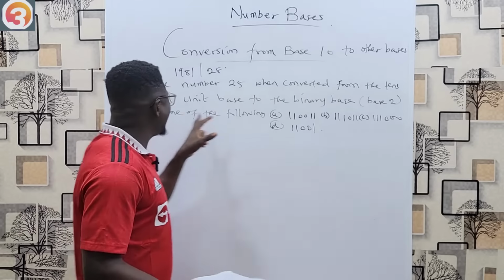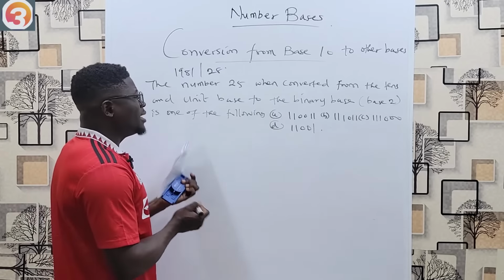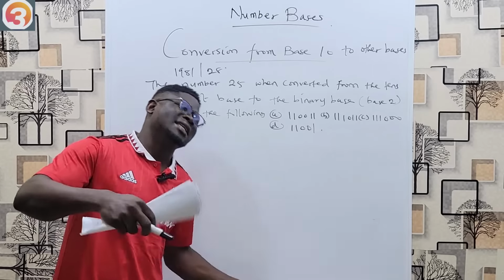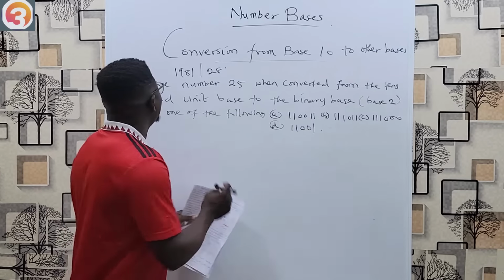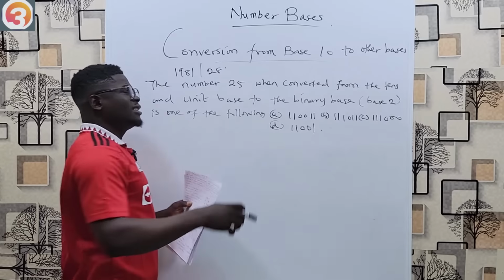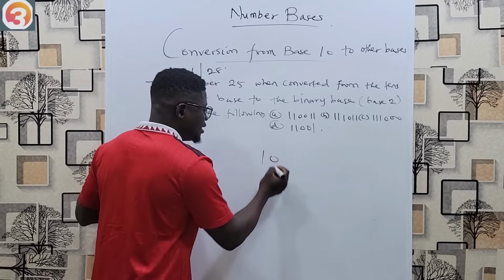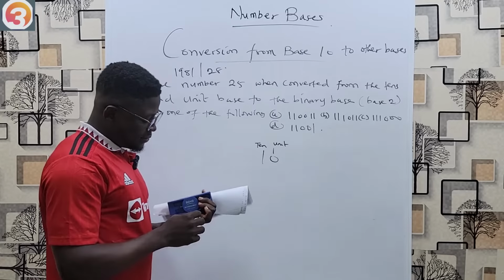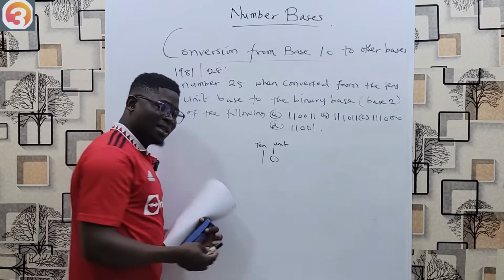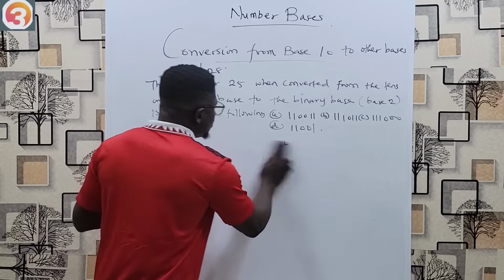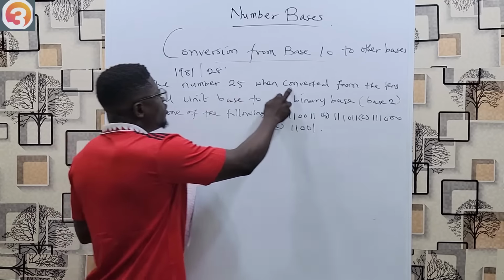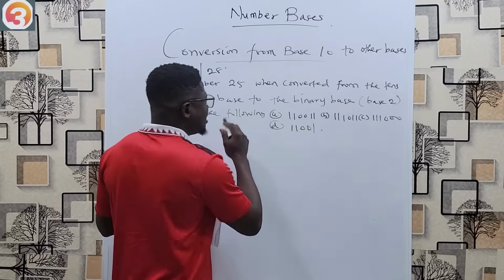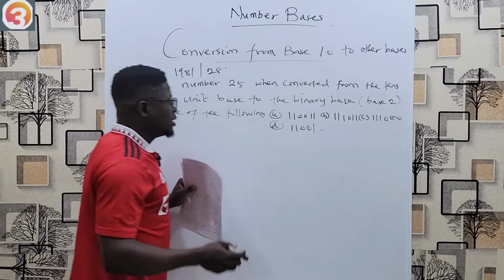So they say the number 25 when converted from the tens and unit base. The tens and unit base is base 10. A lot of you, only that part will throw you off. Which one be tens and unit base again? Once you see that, you just concentrate on tens and unit base. If you see base 10 like this, this is the unit and this is the 10, so the tens and unit base is base 10. So this 25 is in base 10, and they're asking us to convert it to base 2.